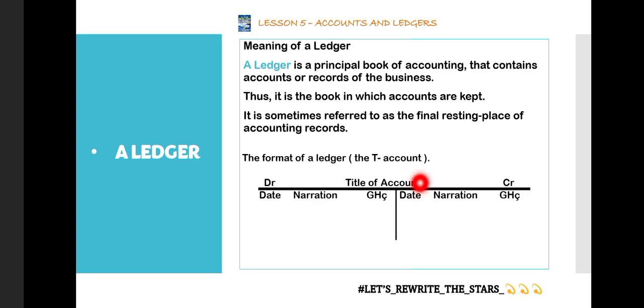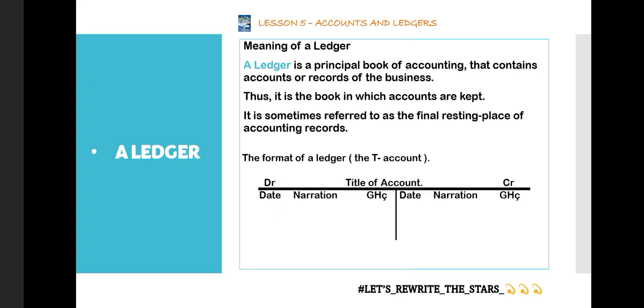So that is why we say when you pick the particular account, all the transactions relating to that account will be found within it. So all cash transactions are recorded on the cash account. All check transactions or bank transactions are recorded on the bank account. That is how the account looks like in the ledger.